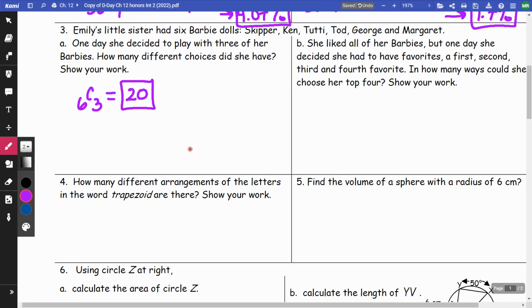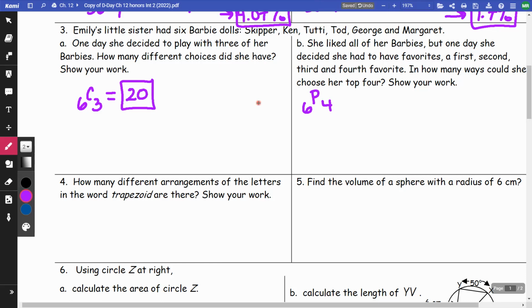On letter B, she liked all of her Barbies, but one day she decided she had to have favorites, a first, a second, a third, and a fourth. And how many ways could she choose her top 4? So if we're choosing top 4, a couple ways you could do it. You could do 6P4, because that's what a permutation is.